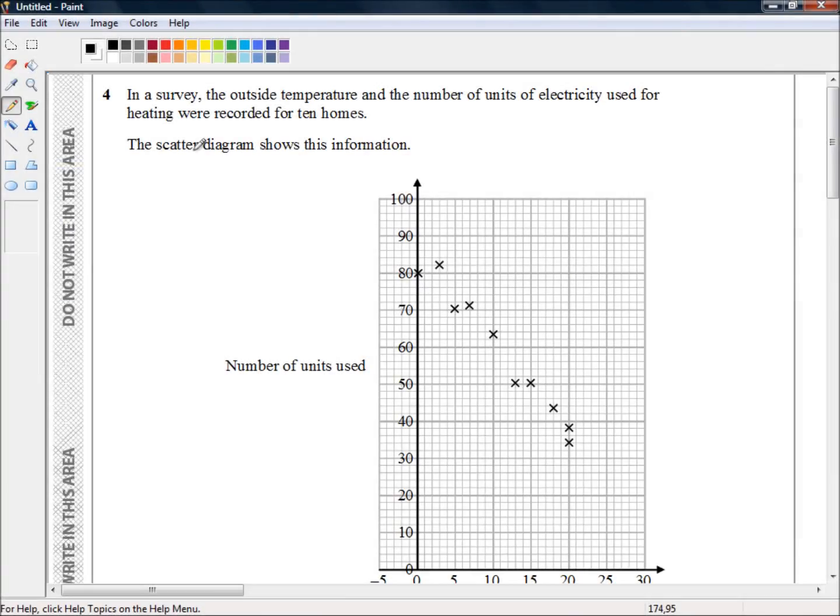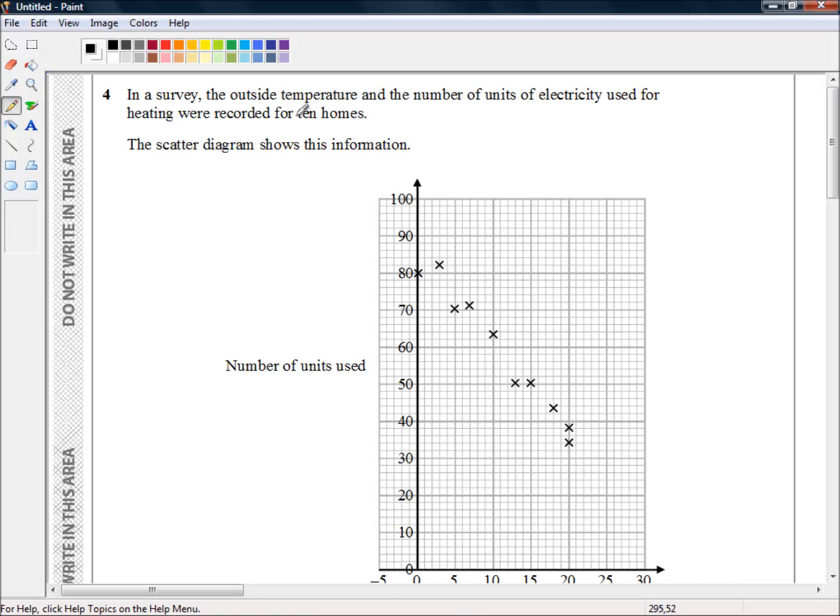Hello and welcome to the new style Edexcel GCSEs. These are the ones that go from grades 9 through to grade 1. This is paper 1MA1/3H. It's the third paper in the higher tier. It is a calculator paper and we're picking up in question 4.